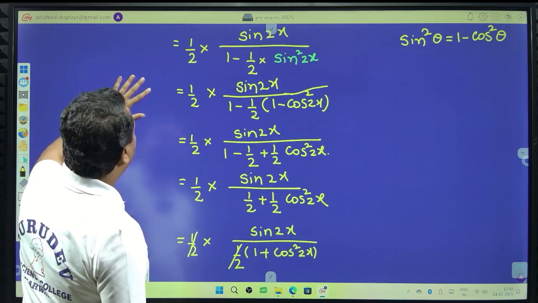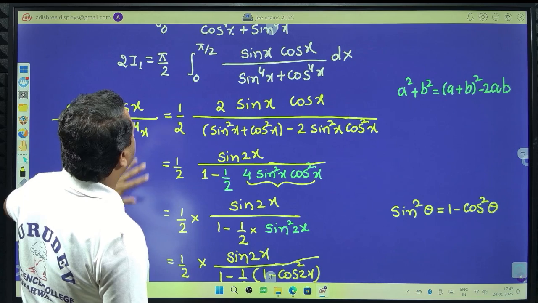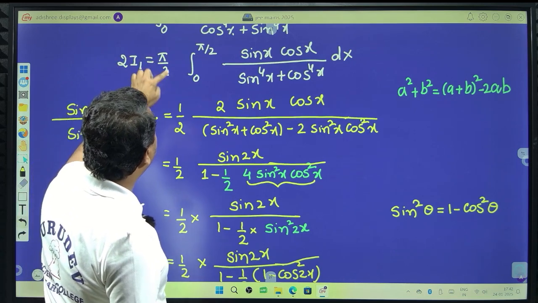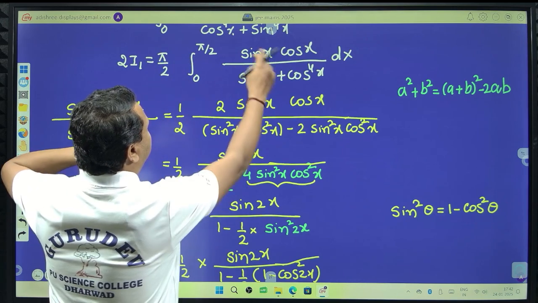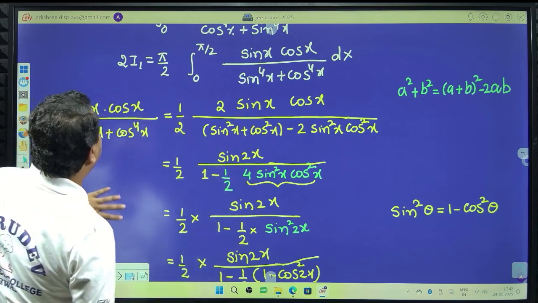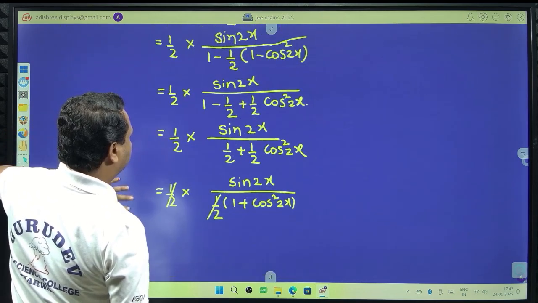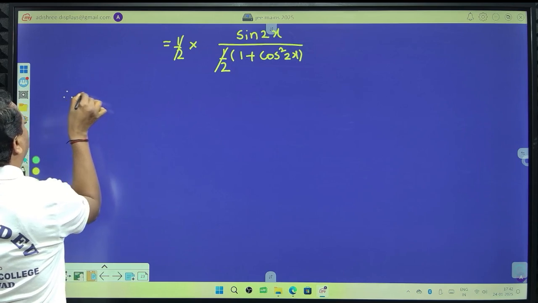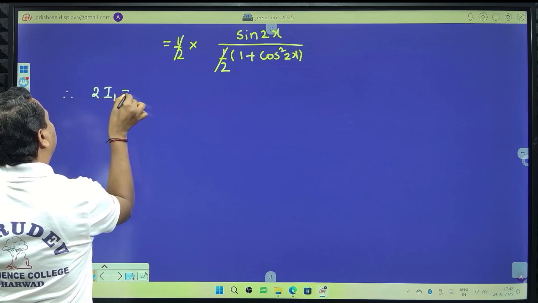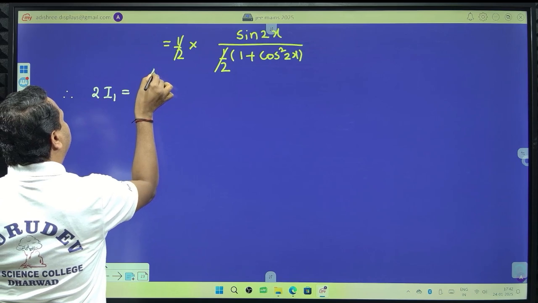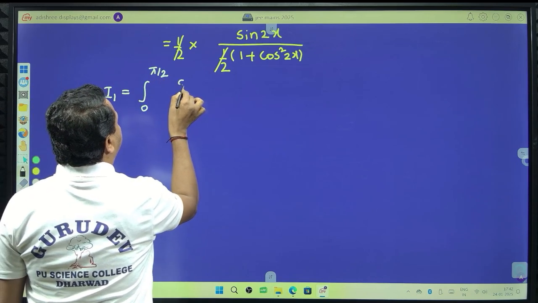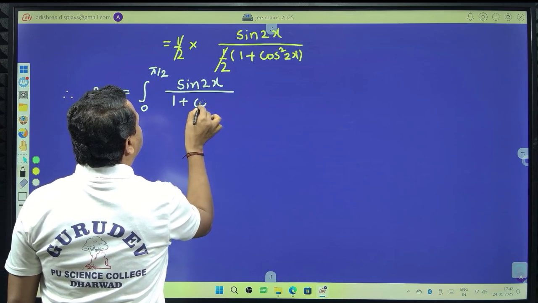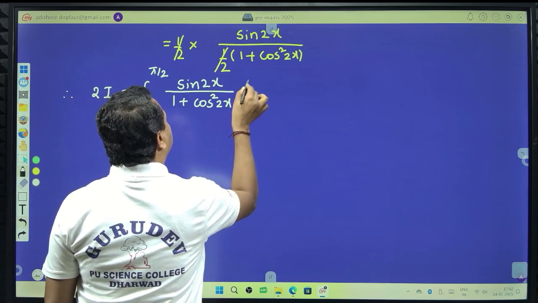Okay. So what was your integral problem? Please recall. Yes, we had this: 2I1 is equal to pi by 2 integral from 0 to pi by 2 of this whole expression. So I am going to rewrite: 2I1 is equal to the integral from 0 to pi by 2. The simplified form is sin 2x divided by 1 plus cos square 2x dx.